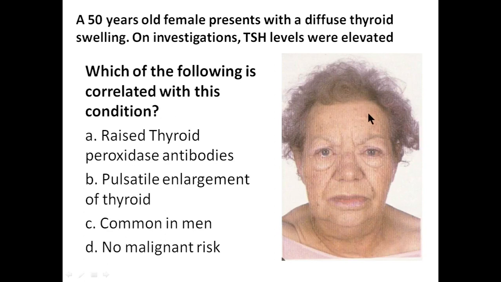A lady with Hashimoto, and the question is, which of the following is correlated with this condition? Raised thyroid peroxidase antibodies? Yes, this is going to be raised in this lady. Pulsatile enlargement occurs with Graves, not here. Common in men? Of course, Hashimoto is common in women. No malignant risk? As a matter of fact, there is a malignant risk, as it can develop lymphoma. Okay?